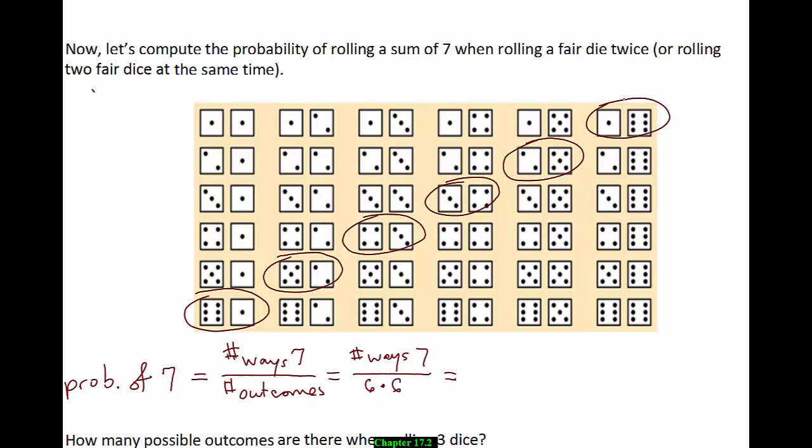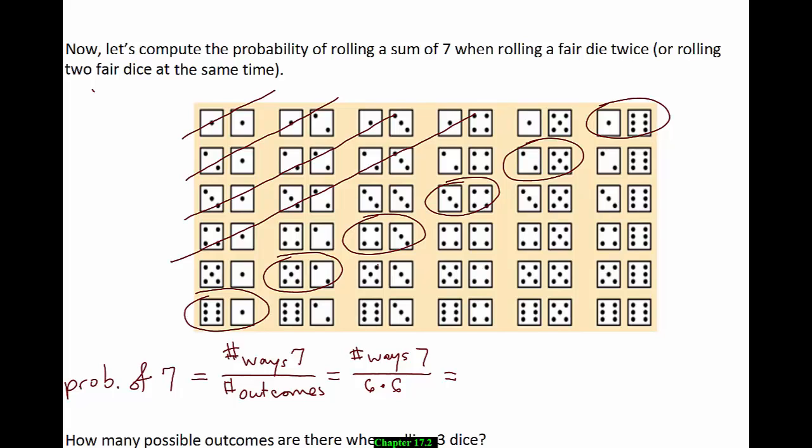If you look, each of these diagonals are the numbers that are possible sums of the dice. This diagonal is a 2. These 2 add to a 3. These 3 add to 4. These 4 add to 5, 6. The middle diagonal is 7, then 8, 9, 10, 11, and 12. So making a picture sometimes will really help us out.